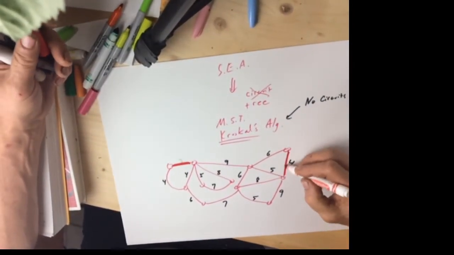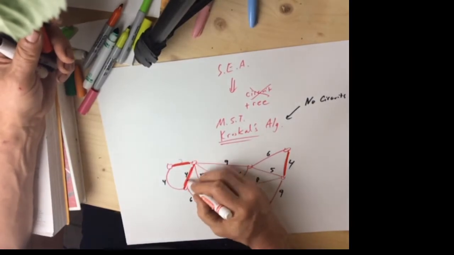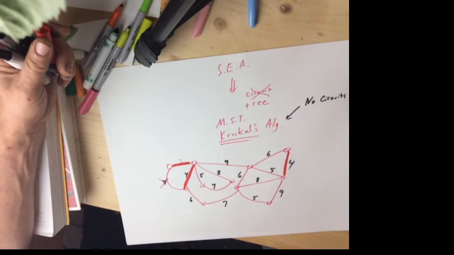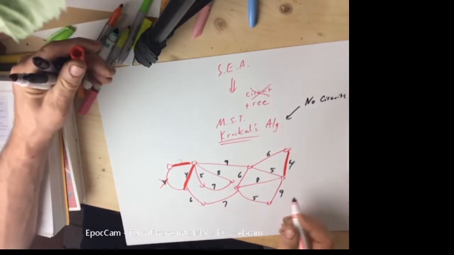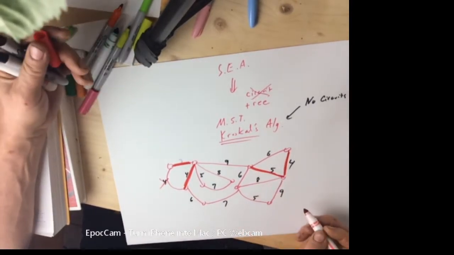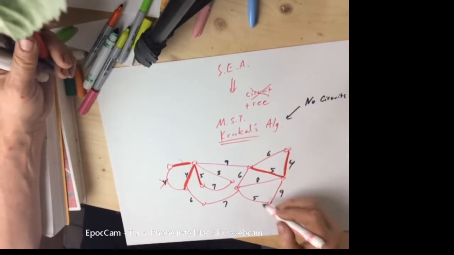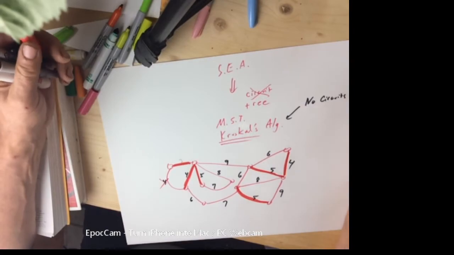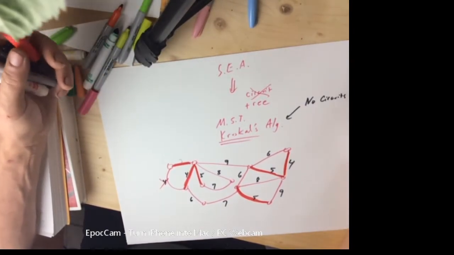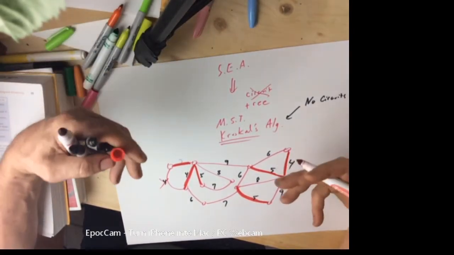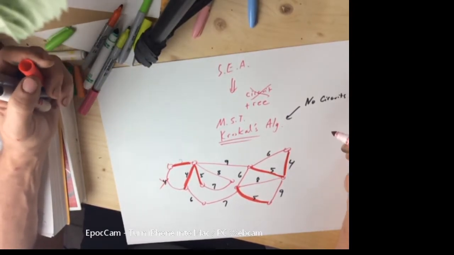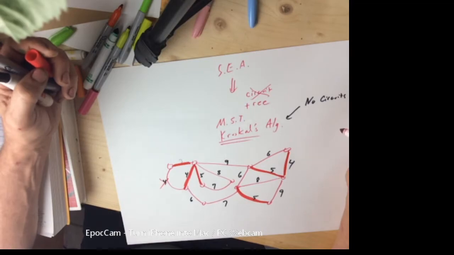Then I'm going to pick a 4. But I can't pick that 4 because I have a circuit. All the 4s are done. Now I'll pick a 5. Here's a 5. Here's a 5. There's a 5. So you can see, like the sorted edge algorithm, you really don't have anything connected at all. It's just building something. In this case, it's building a tree. We're keeping away from circuits.